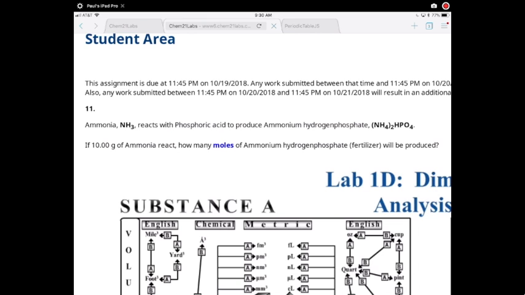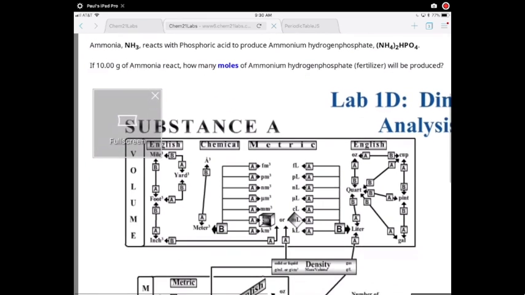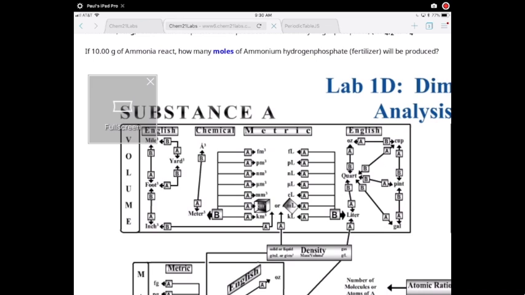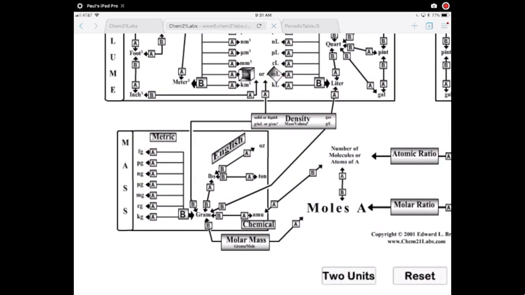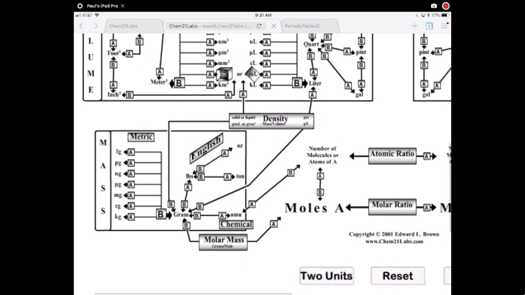Where do I start and where do I go? If I look at this, what I want to show you is how to use the map. Where is the beginning of this? If I want to do this calculation, what's the first thing I start with? 10 grams of what? Ammonia. Okay, so 10 grams of A.